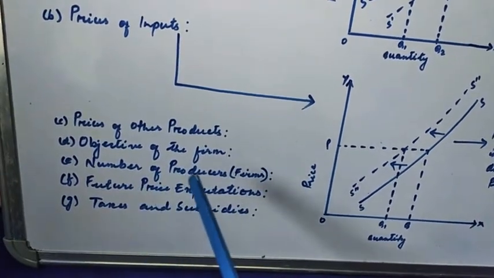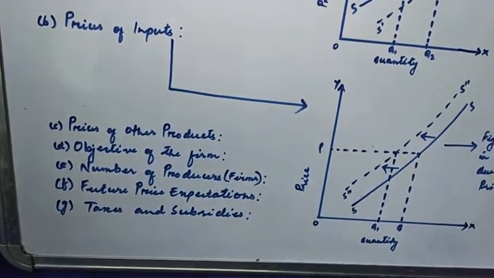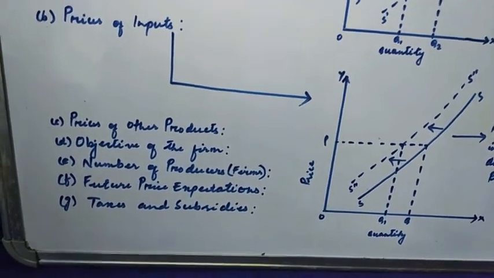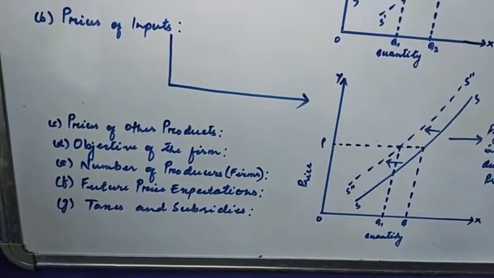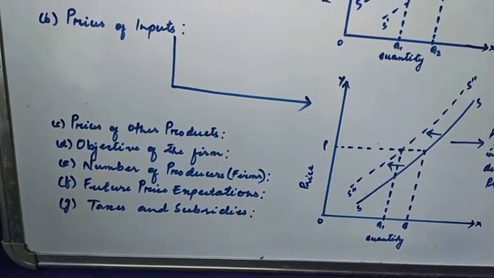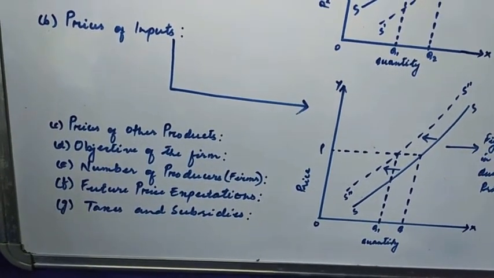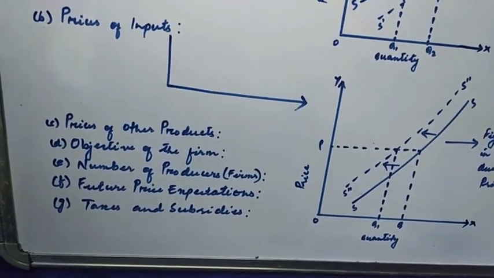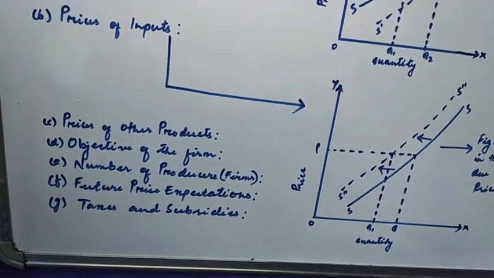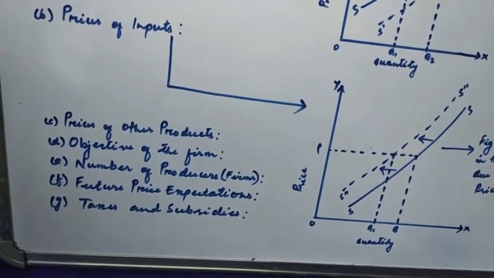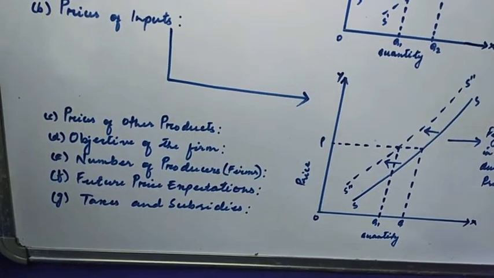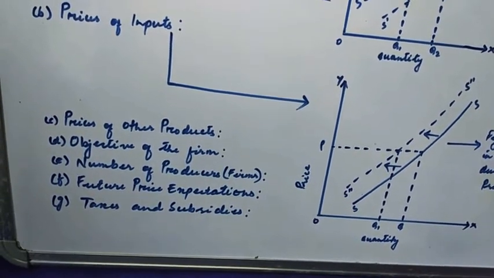Fifth one, number of producers or firms. So if the number of firms producing a product increases, it is obvious that market supply of the product will increase, again causing a rightward shift in the supply curve. On the other hand, when due to losses some firms leave the industry, then the supply of its product will decrease and the supply curve again will shift to the left.